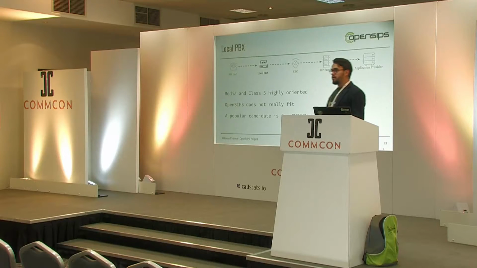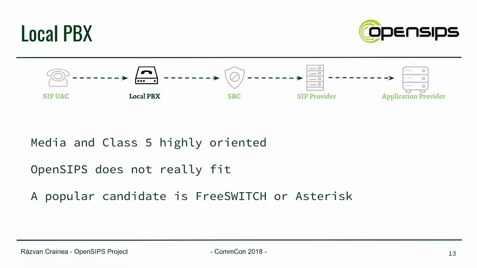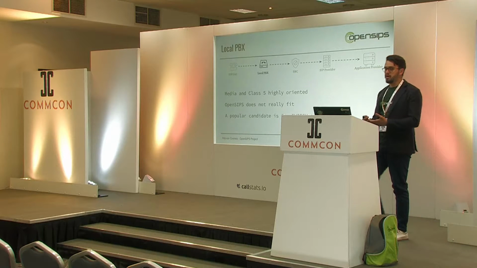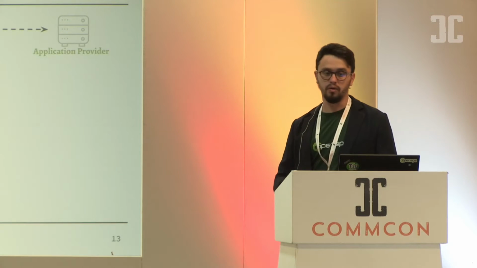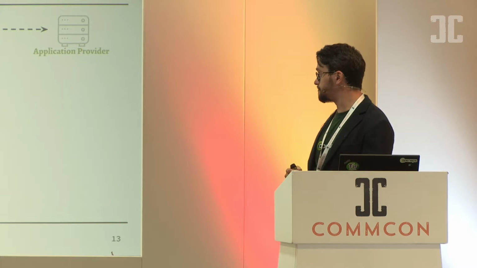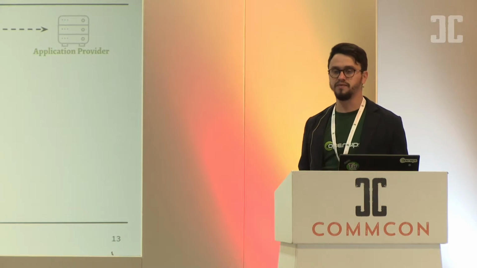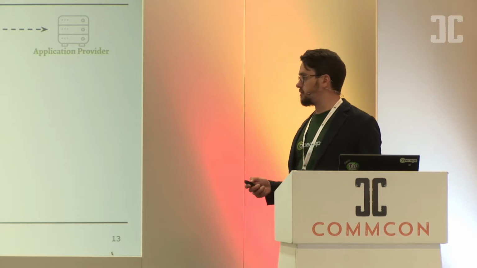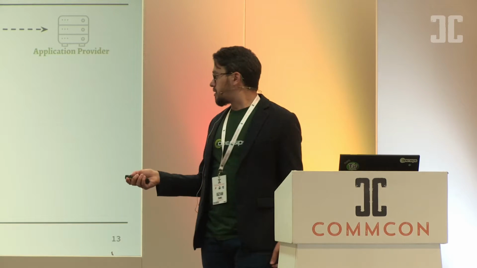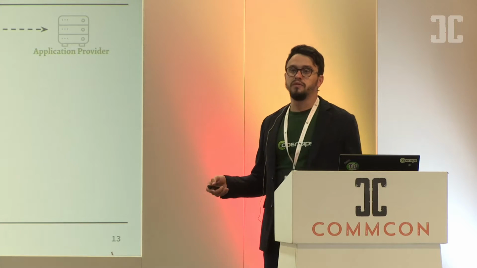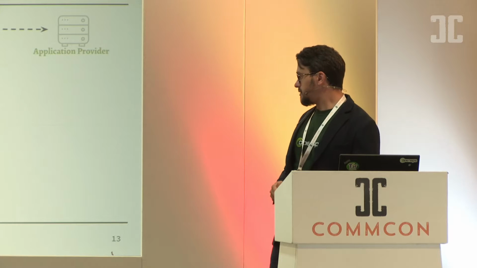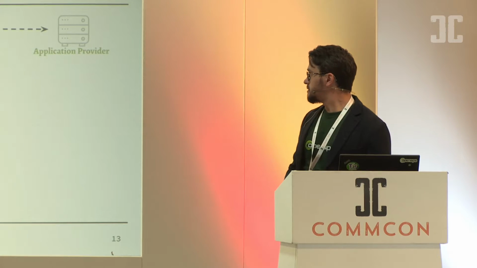As a local PBX, it needs to have a lot of features. It has to handle media. It has to offer a lot of class 5 oriented services. Therefore, OpenSIPS does not do any media and is not actually back-to-back, although we do have a lot of back-to-back support. It doesn't really fit as a class 5 solution. However, a popular candidate is always FreeSwitch or Asterisk, which offers a lot of class 5 features.